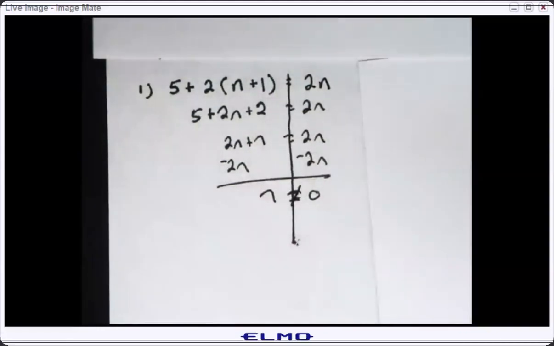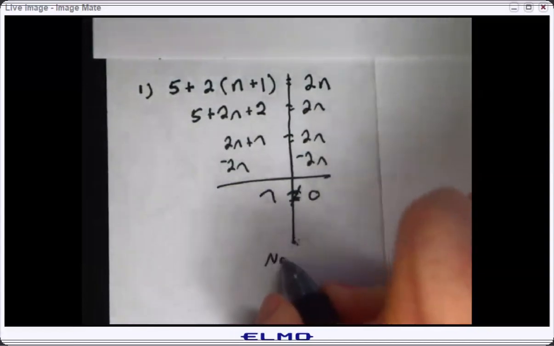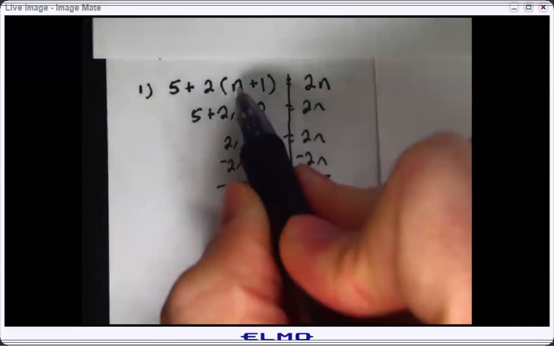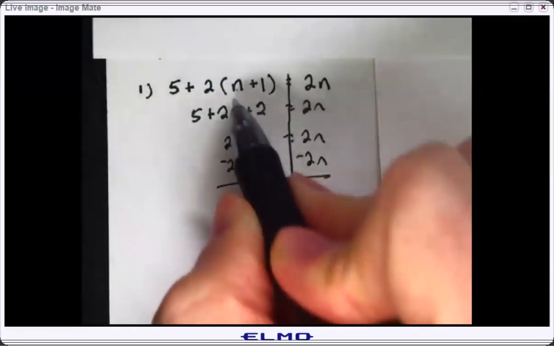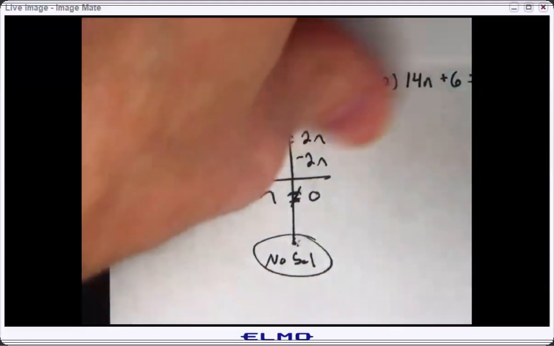So this is a unique situation and it is called no solution. And I'm going to show you how to write that in a minute. But there is no solution to this equation. That means it doesn't matter what I plug in for n, both sides won't equal. Let's look at another situation.